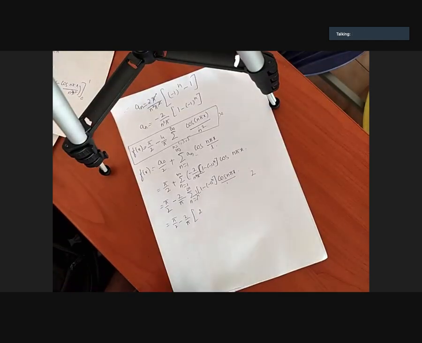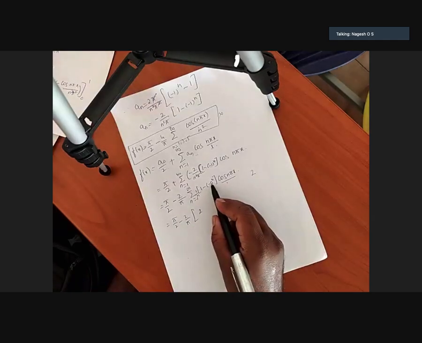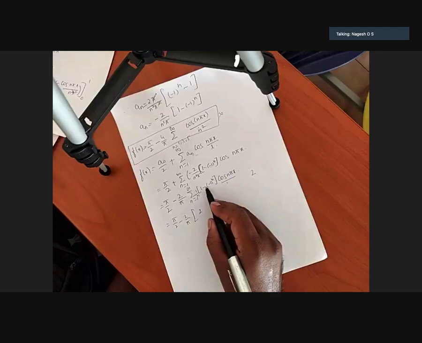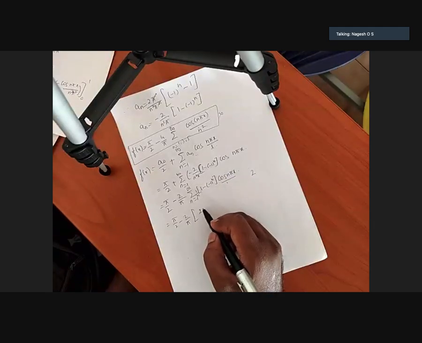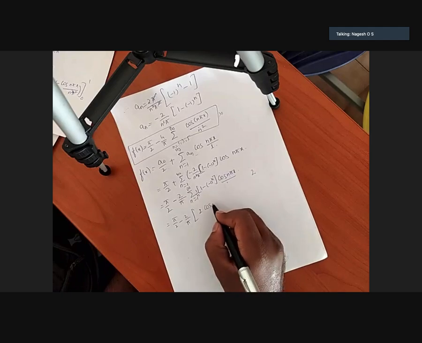Now substitute n value 1 by 1. This will become 2. Correct? 1 minus of minus 1 power 1. This will become minus 1. Minus 1 into minus is plus 1. Plus 1 into 1 plus 1 plus 1 is 2. 2 cos n value is 1. So pi x.